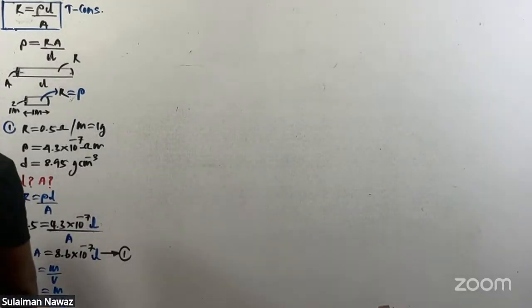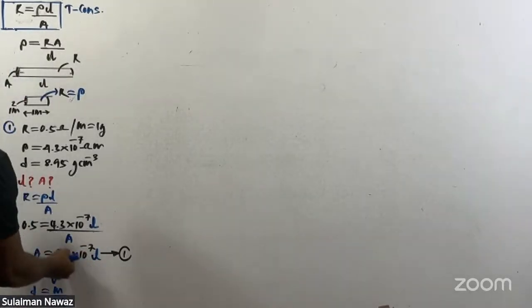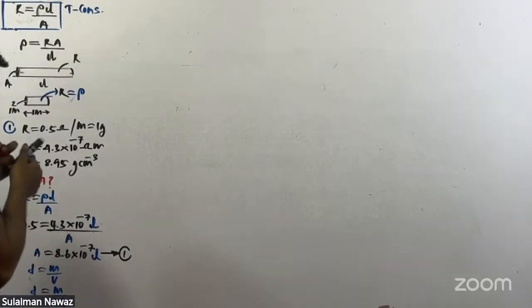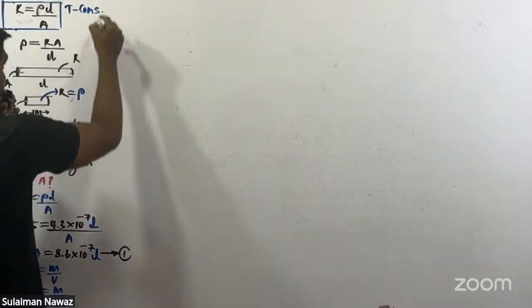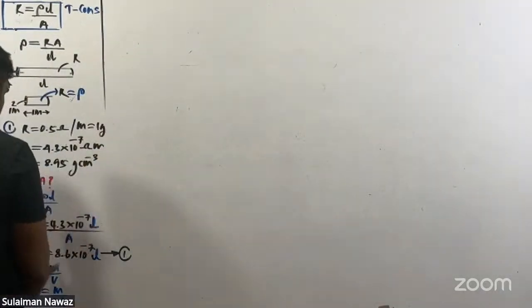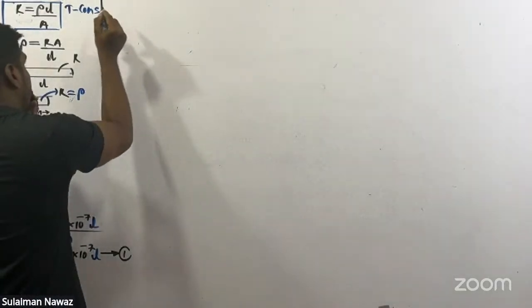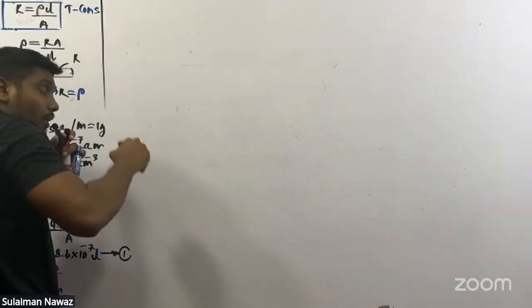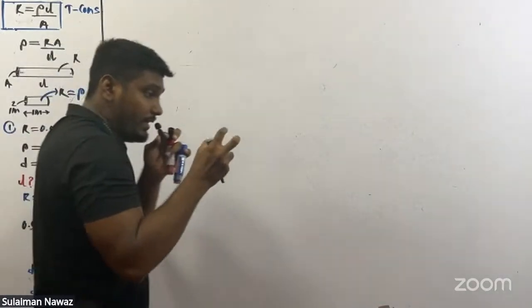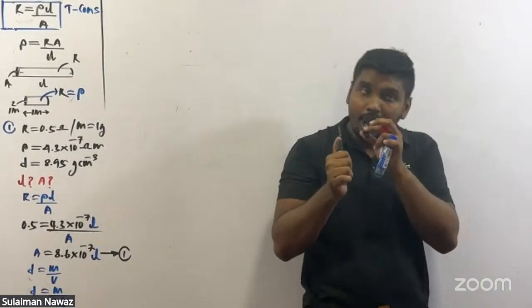Then when you substitute A in terms of L into this equation, we can write the density of the material as 8.95 grams per centimeter cube. How do we convert grams per centimeter cube into kilograms per meter cube? That's important. If they have given a density in grams per centimeter cube, somehow you should convert it into kilograms per meter cube. How can we convert?